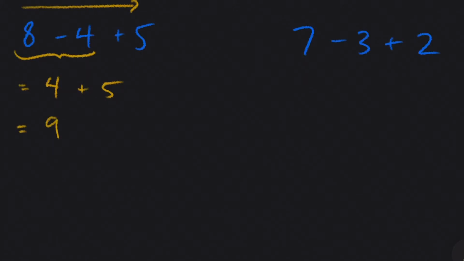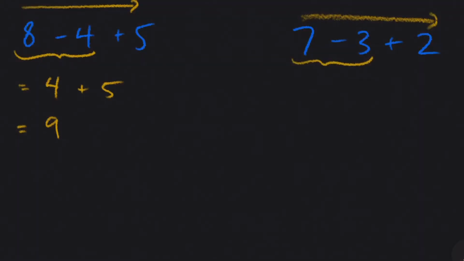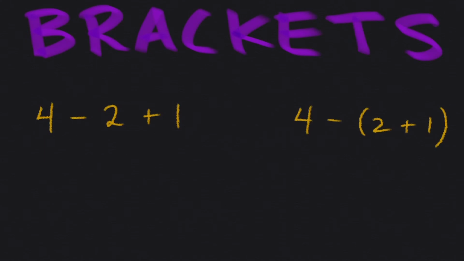Okay, and again with this one, we're going to read it from left to right. 7 minus 3 is the first one. And 7 minus 3 is 4, and 4 plus 2 is equal to 6. Okay, so it's really important that we read it from left to right. If we were to choose to do the addition first for both of these, we would get a different answer.